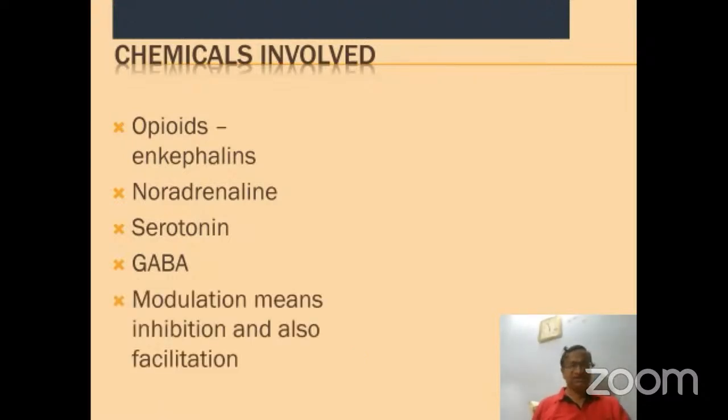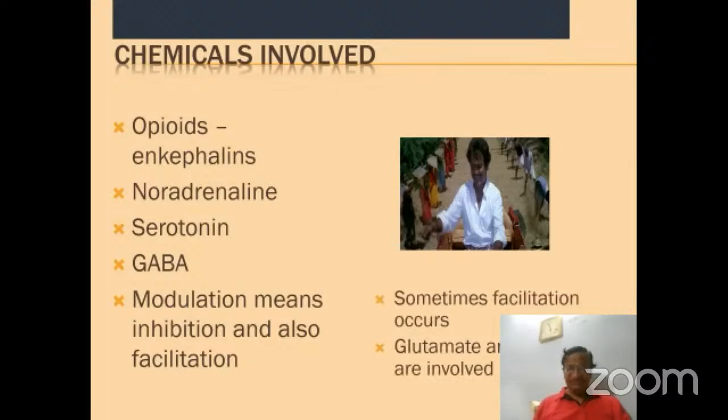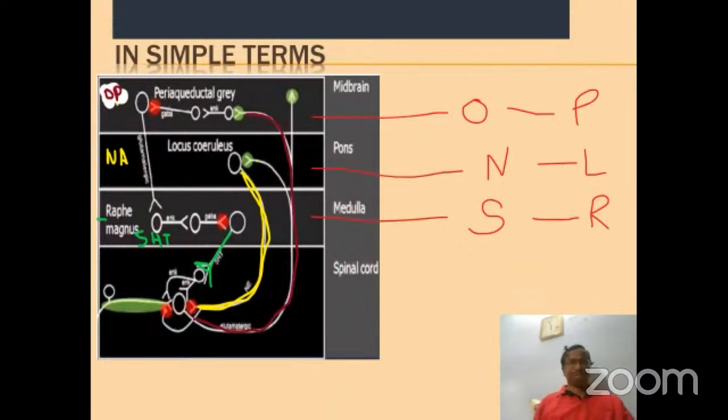Modulation means inhibition and also sometimes facilitation by way of glutamate. What I want to specify is that descending control is an exam question. Periaqueductal gray, opioids. Locus ceruleus, noradrenaline. Serotonin, nucleus raphe magnus. The prime chemical: periaqueductal gray, opioids.